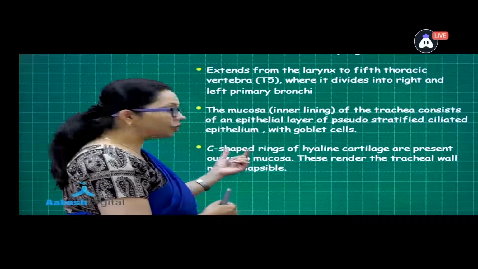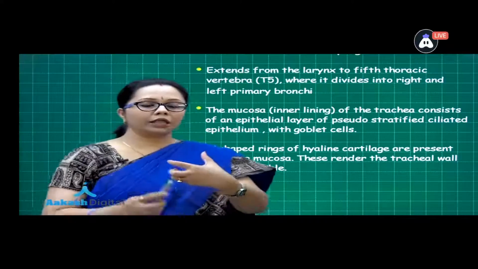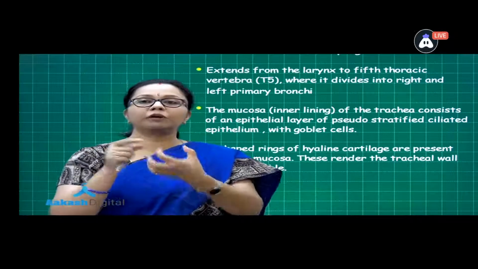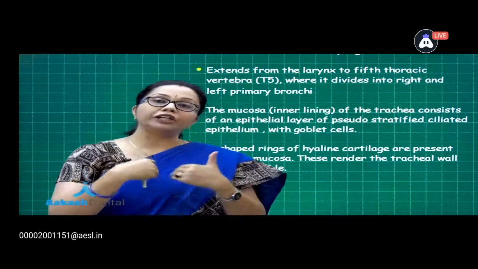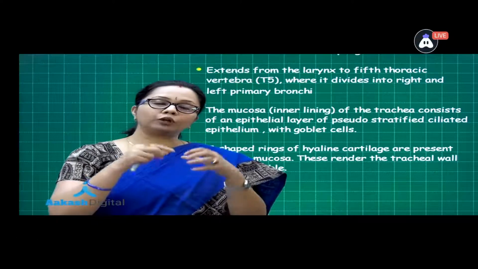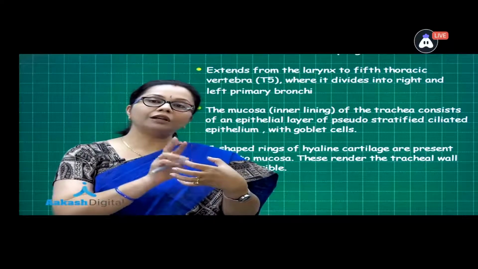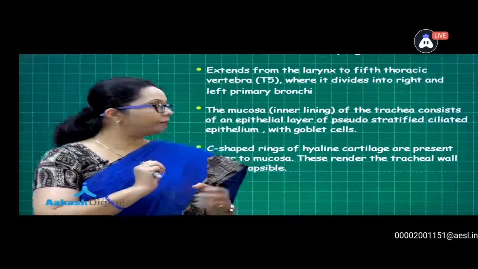And when we talk about the C-shaped rings, these rings are complete on the anterior side, and the side which is incomplete will be towards the esophagus, so that when we are ingesting the food, because of peristalsis, when the esophagus bulges, still it will not be affecting the trachea.